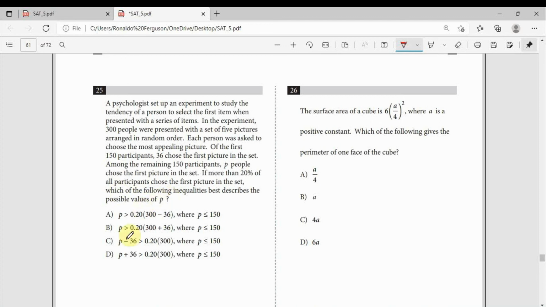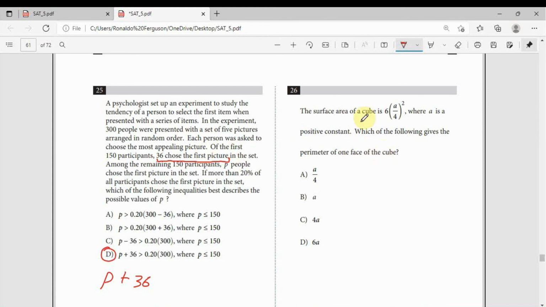Now straight away we know it's a plus. The only one with the plus is option D. Why did I say that? Remember, P represents the people that chose the picture in the second set. Already they tell you that 36 chose the first set, so it must be the rest. We just need to find the rest that chose it. So the 36 plus the rest of them. That's so easy. We didn't need to do anything. So 36 plus P, the rest of the people that chose the first picture from the group of 5.